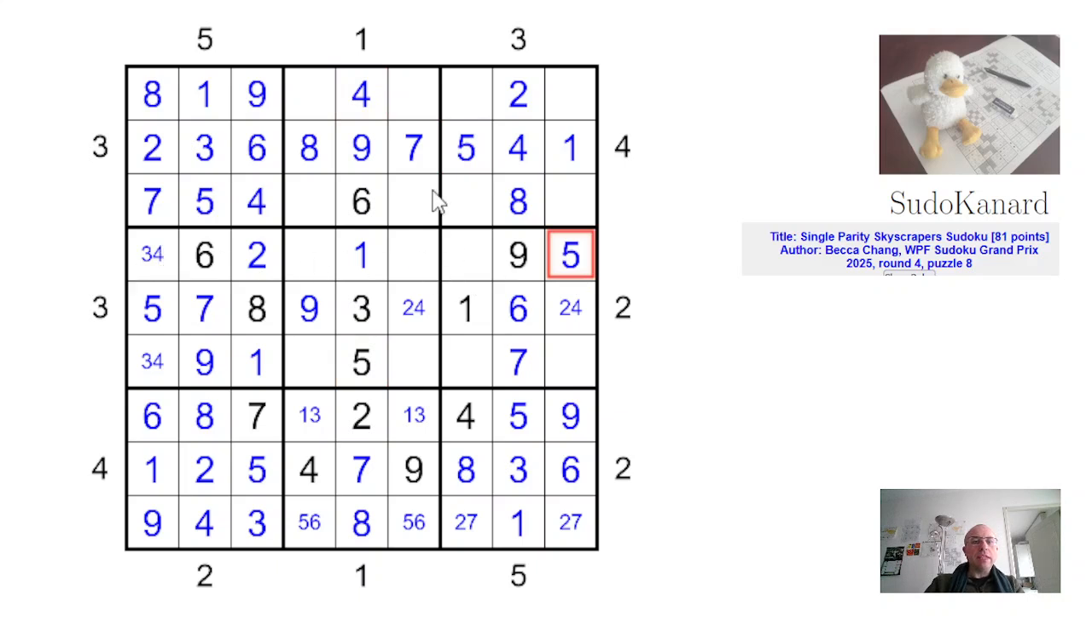This row needs a 7. It's not here, so that's the 7. It needs 3, 4, 8. 8 goes there. That's a 3. That's a 4, and that's a 3. This 4 disambiguates that. This 2 disambiguates that.